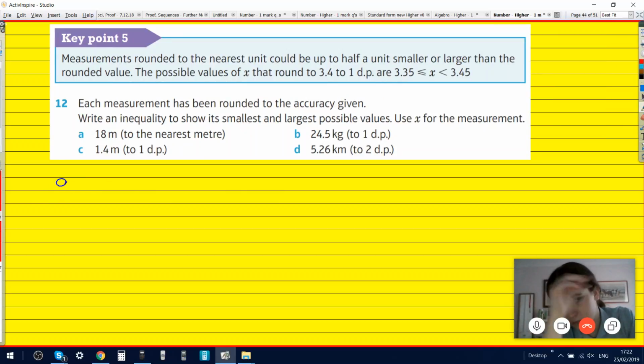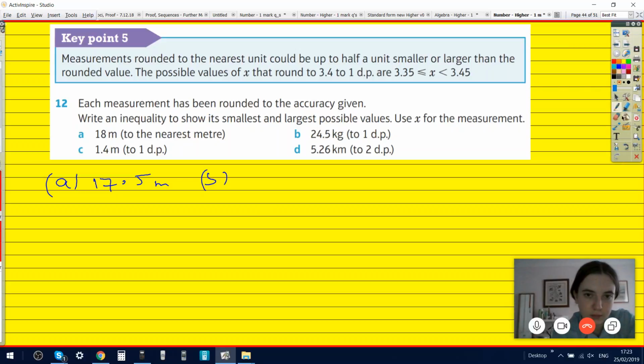Okay, let's try these. 17.5 to okay. Oh, what were you going to say? To the inequality thing. Each inequality show the smallest and largest. Oh, sorry, smallest and largest. Oh, sorry, go on.